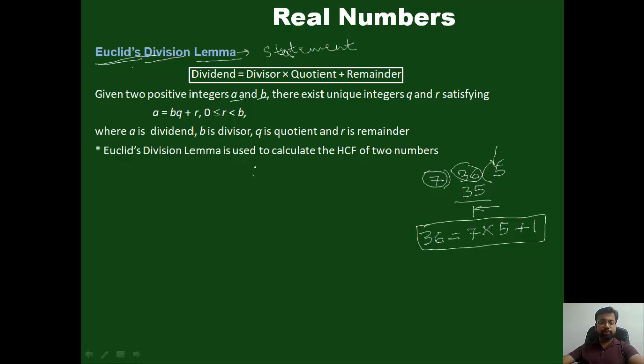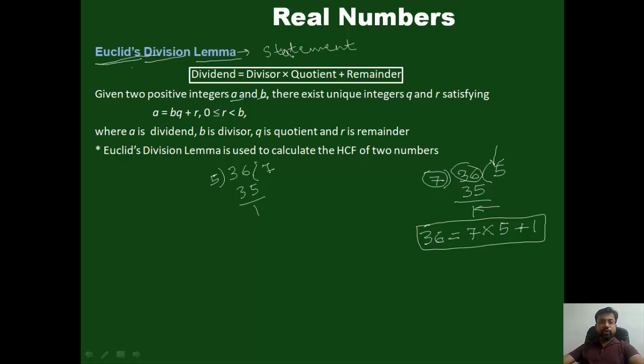What does it mean? For example, if b is 6 or b is 5, if you take 36 divided by 5, one thing that you can be sure of is that the remainder will never be equal to 5, which is true, because here when you divide it, you get a remainder of 1, which satisfies this. So Euclid's division lemma is always true.